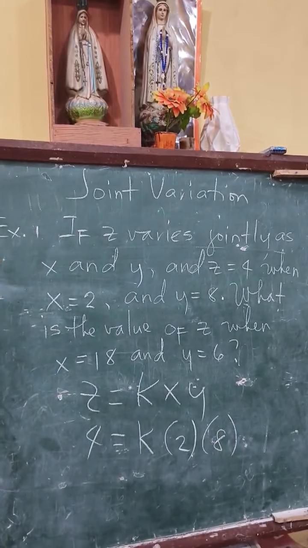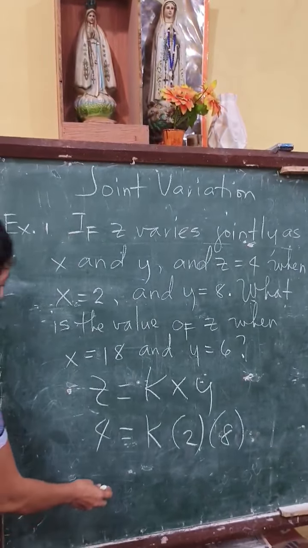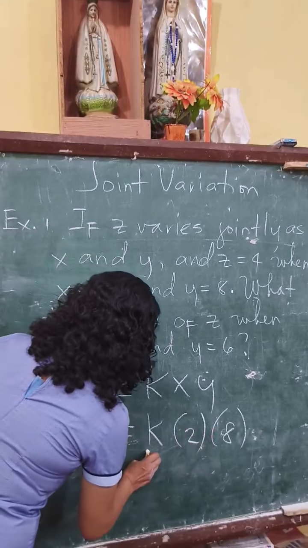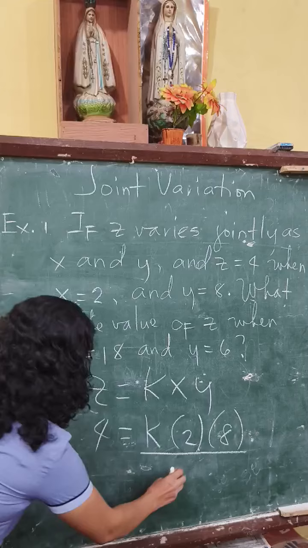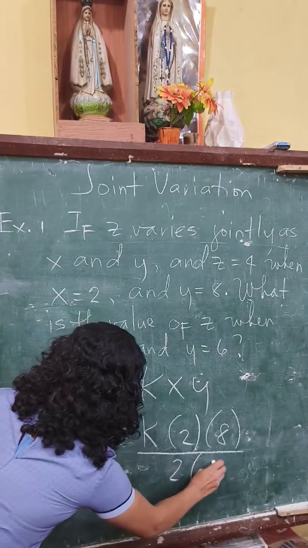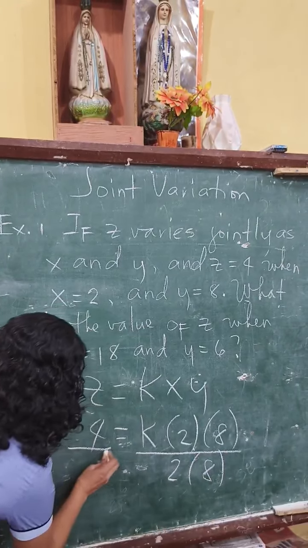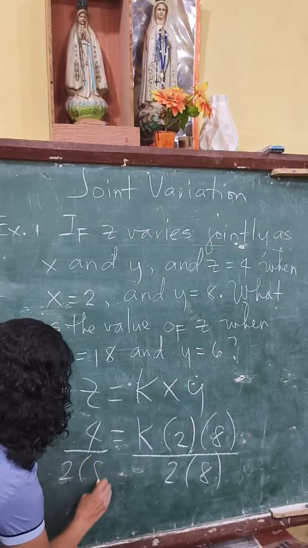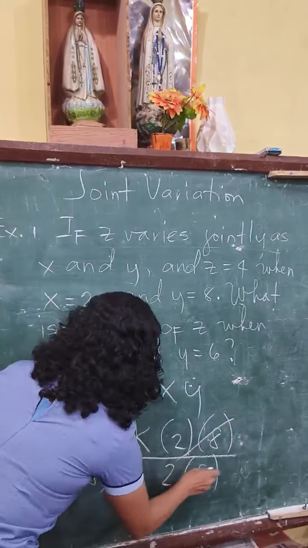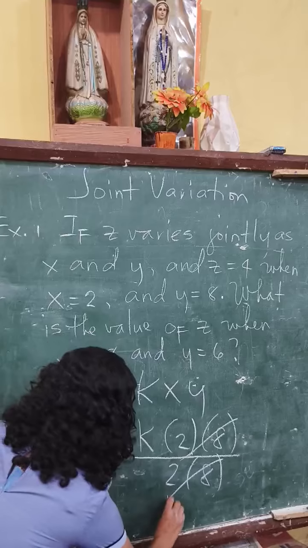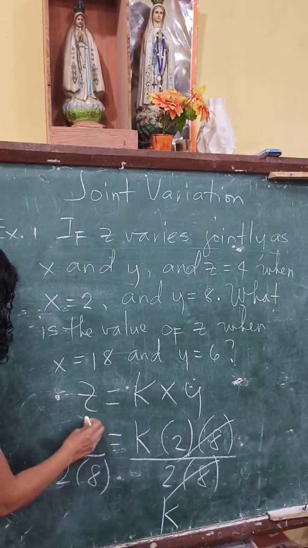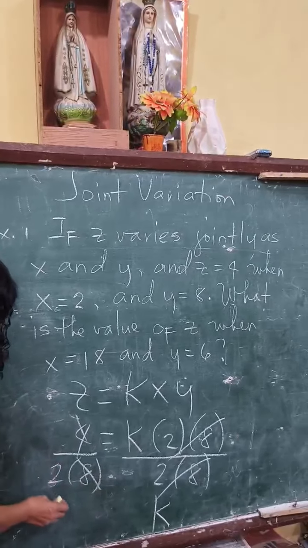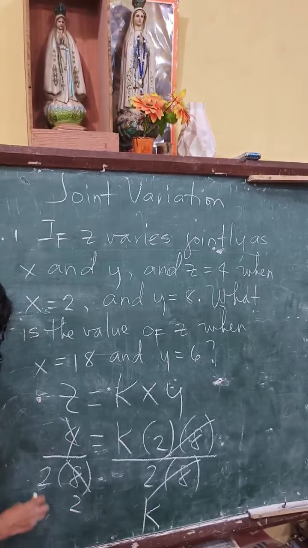After that, you can solve for K. Then you have to divide both sides by 2 times 8, that will be 16. To make it simple, you just divide both sides by 2 and 8. Here, you divide 2 and 8 so that you can cancel, what will be left is the value of 3. Then after this, you can also cancel 4 and 8. This will be 2. So the answer is 1/4.